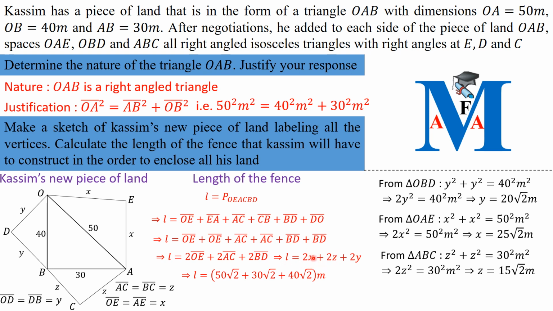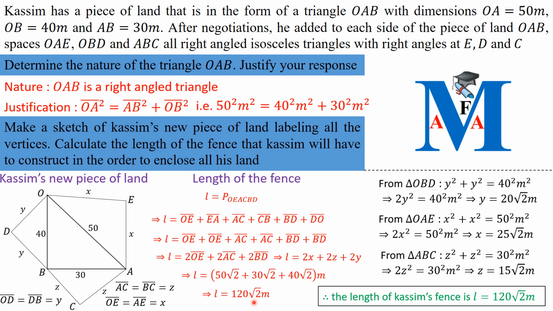Now we replace back the values of x, z and y in the expression for the length. So our 2x becomes 2 times 25 root 2, which gives us 50 root 2. Our 2z becomes 2 times 15 root 2, which gives us 30 root 2. And our 2y becomes 2 times 20 root 2, which gives us 40 root 2. The unit is meters. So adding all of it, we have the length to be 120 times the square root of 2 meters. So we can draw our conclusion that the length of Kasim's fence is L equals 120 square root of 2 meters.